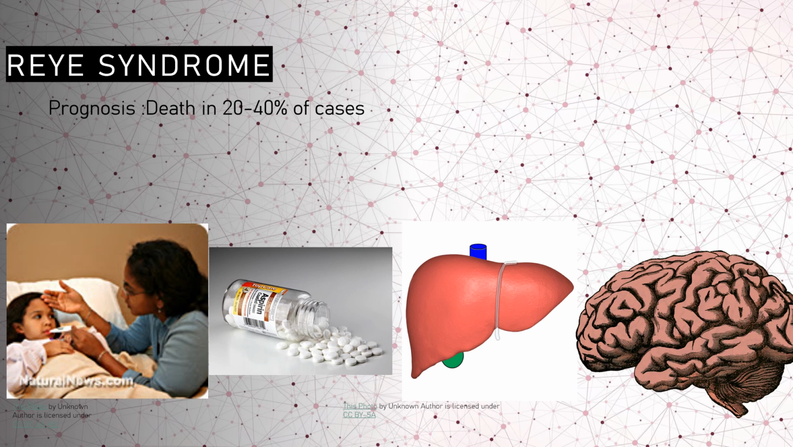All right, so the prognosis is death in 20 to 40% of cases. And depending on how high the ammonia levels are, if a child survives, they will likely have brain damage, differing levels of severity.